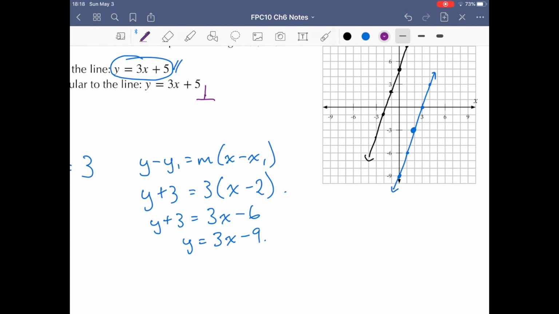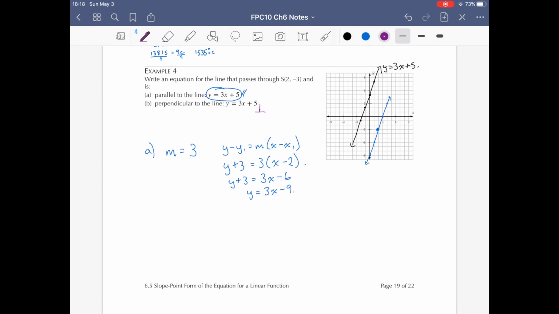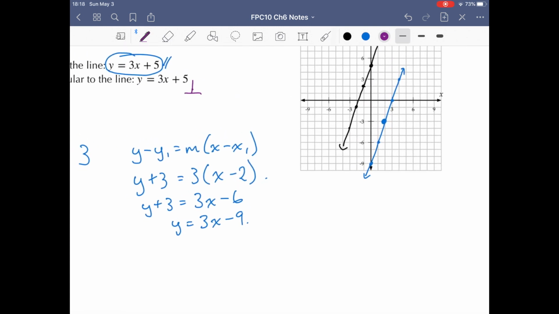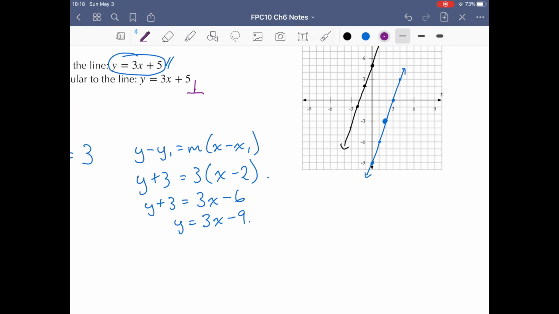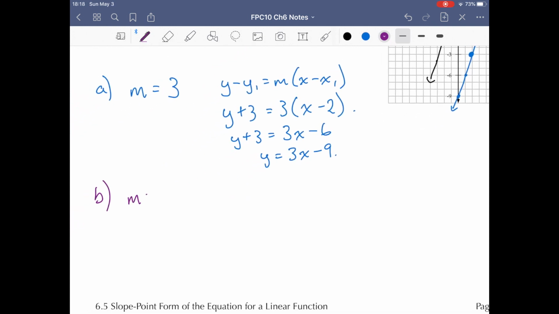Okay, so now we want one that's perpendicular. Letter B, it's perpendicular to this black line. Now the slope of the black line is 3. So the slope of a perpendicular line will be negative 1 over 3, the negative reciprocal. So the slope of this line is going to be negative 1 over 3.